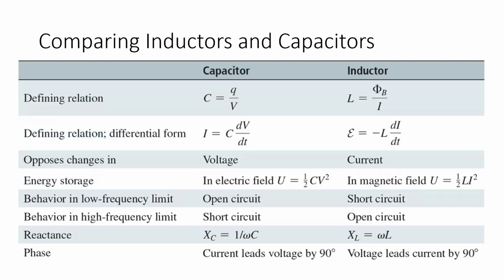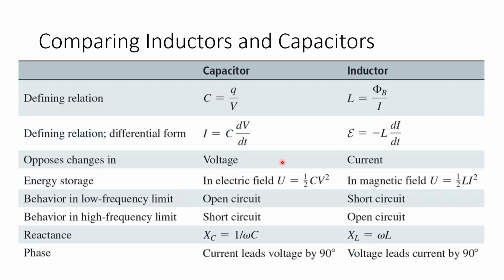And so when we compare inductors and capacitors, putting together a lot of what we've seen in the last chapter and in this one, defining the relation with a capacitor, the capacitance is charge over voltage. With an inductor, the inductance is magnetic flux over current. We're doing this as a bit of a review just to see similarities and differences between the two. Defining the relationship in differential form with a capacitor, current is C times the time derivative of voltage. With an inductor, the voltage is negative inductance times the time derivative of current.